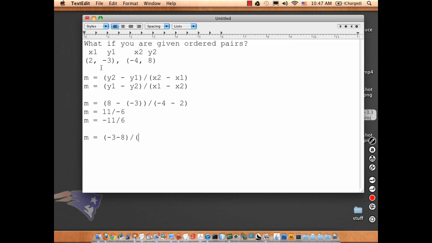I chose -3 to start for the y value, so I have to choose the number 2. 2 minus -4. And now let's just do the calculation. What is -3 minus 8? -11. What is 2 minus -4? 6. They both turn out exactly the same.